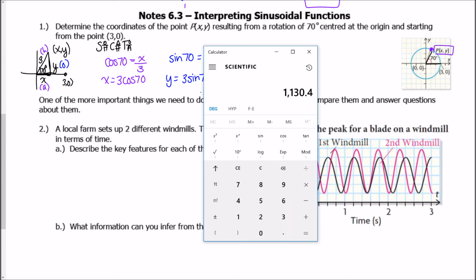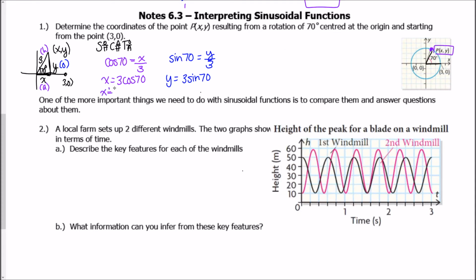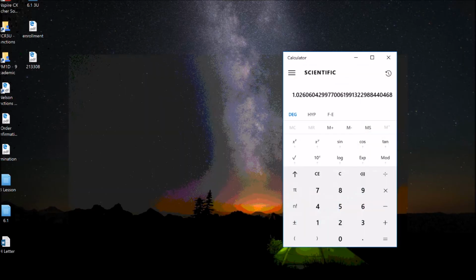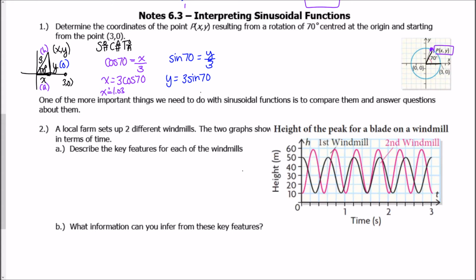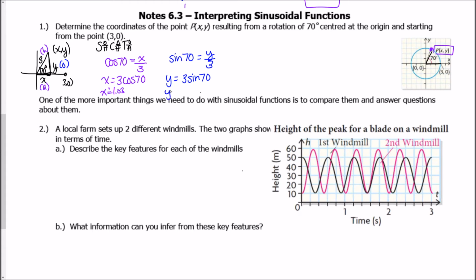I'm going to figure out 3 times cosine of 70, so 3 times 70, take the cosine, and I end up getting approximately 1.03. So x is approximately 1.03. The y value is 3 times the sine of 70, so it's approximately 2.82. Therefore, the coordinate after a 70-degree rotation starting at (3, 0), centered at the origin, would be (1.03, 2.82). That's the coordinate that I end up getting right here.